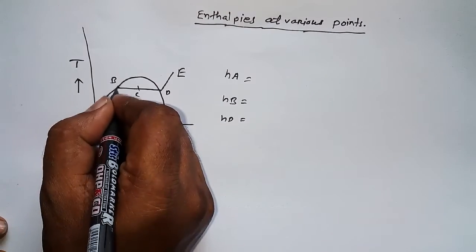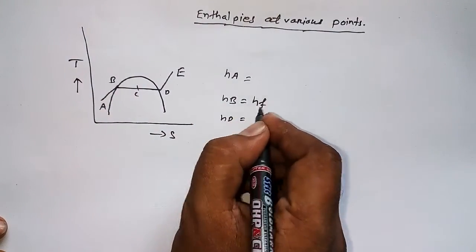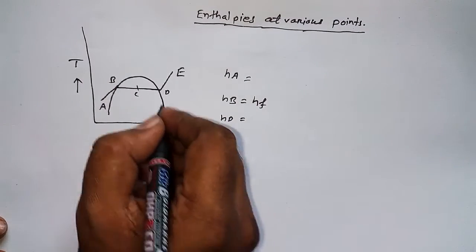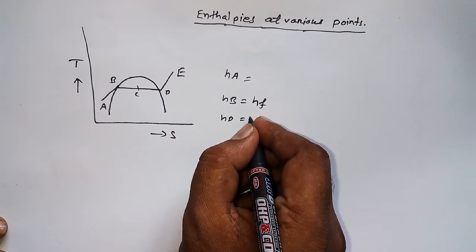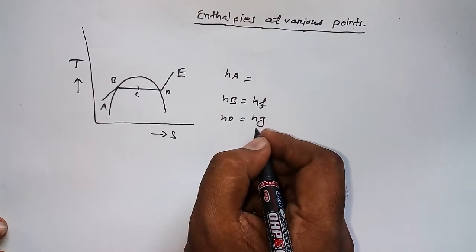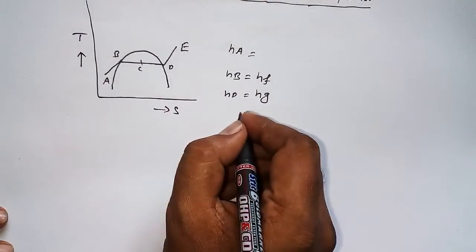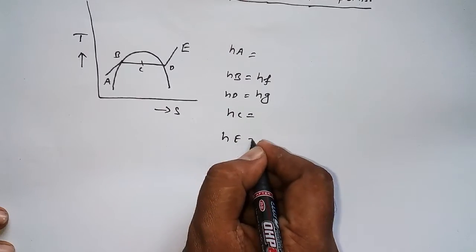This point represents saturated liquid. That's why HB is equal to HF, and this point represents saturated gas, saturated vapor, I must say. So that's why Hg. Simple. Now we have the remaining 3 points, HA, HC and HE.